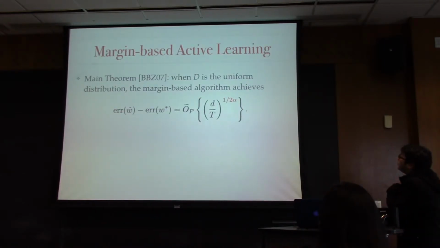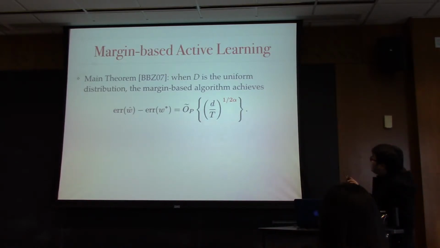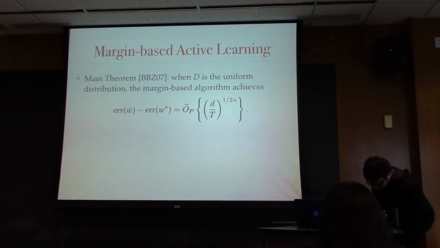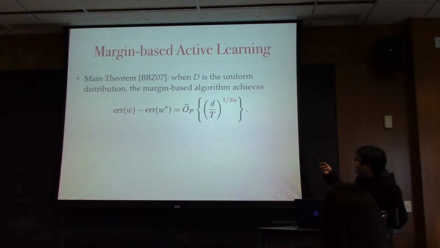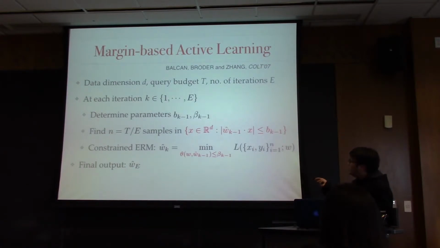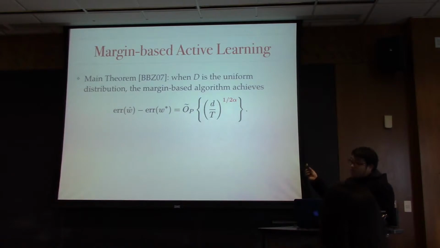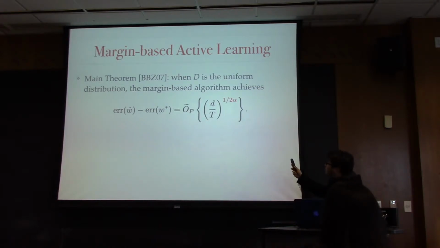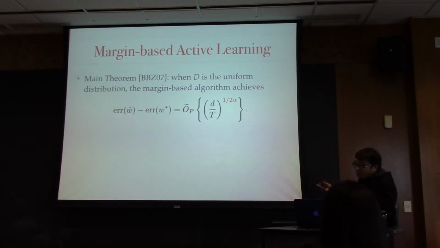In the main theorem of Balcan, Broder, and Zhang 2007, they proved that by using the margin-based active learning algorithm they introduced, and by setting the parameters b_{k-1} and beta_{k-1} appropriately, the excess error of the final learned classifier w-hat can be upper bounded by a polynomial of the term d over T. Here d is the dimension of the data point.